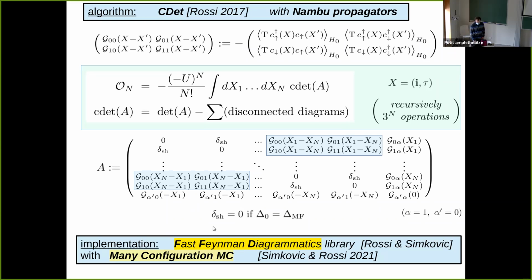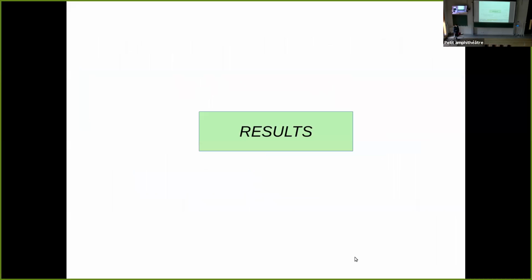Numerically, our code is based on a library not yet released, but at some point it will be released. It is a very nice C++ library by Carlo and Fedor Simkovic, which also implements a new kind of Monte Carlo, which they present in this recent preprint. Now to the results.